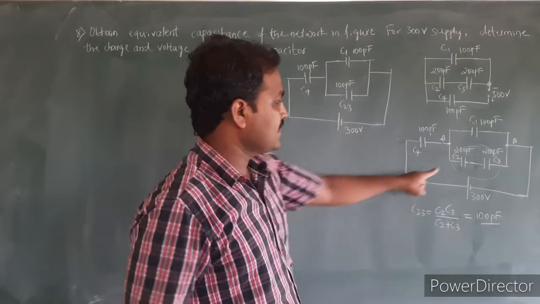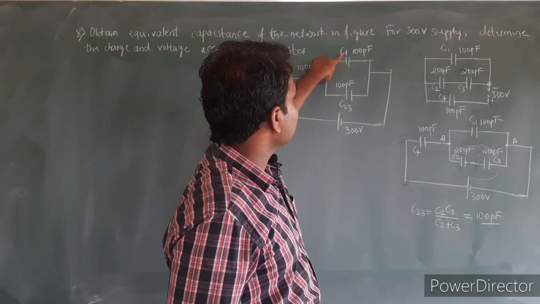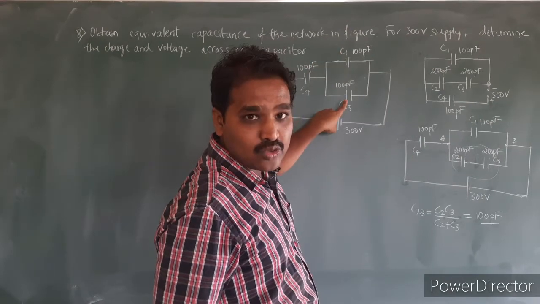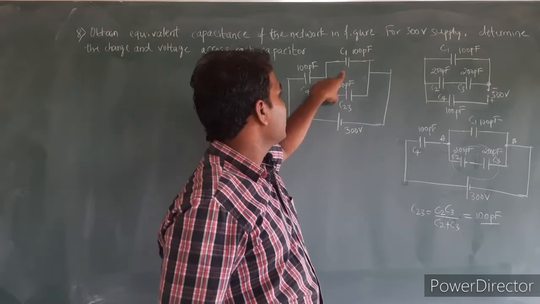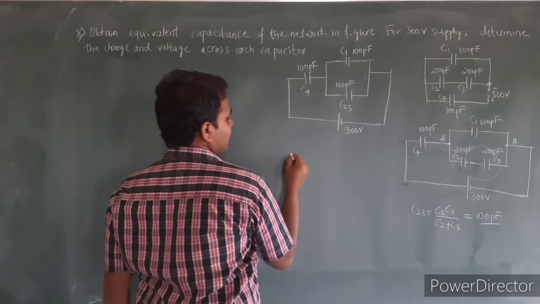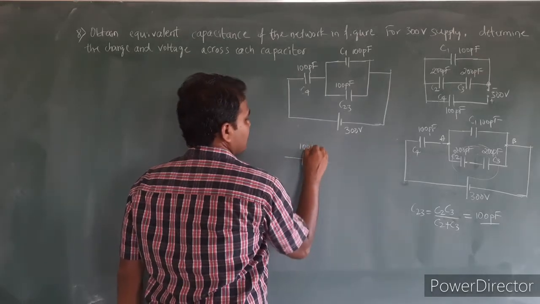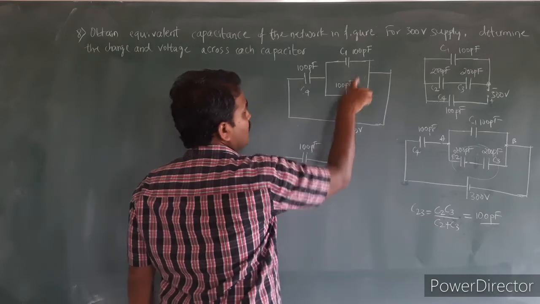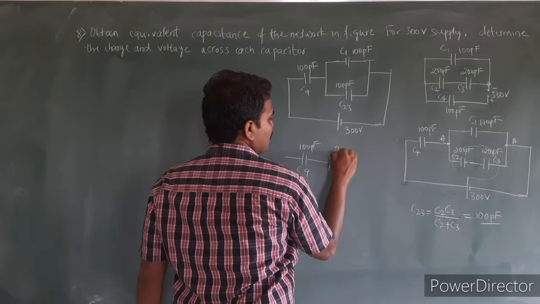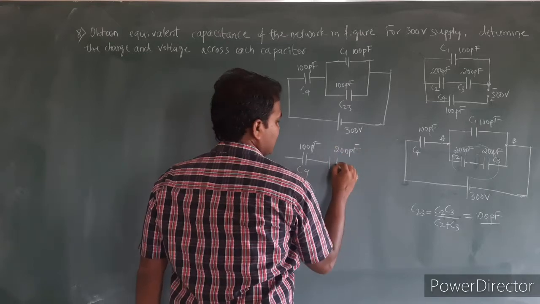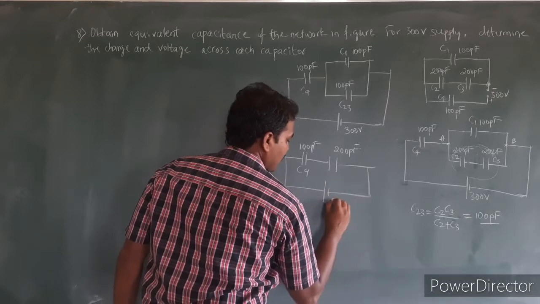Just I have combined C2 and C3. Then let us consider the parallel combination of C1 and C23. These are in parallel combination, so I can simply add the values of capacitances. I will redraw it again here. So this is 100 picofarad, that is C4. These two are in parallel combination, I will just add them. So this will be 100 plus 100, that is equal to 200 picofarad. Again this combination is connected to the external supply voltage of 300 volt.